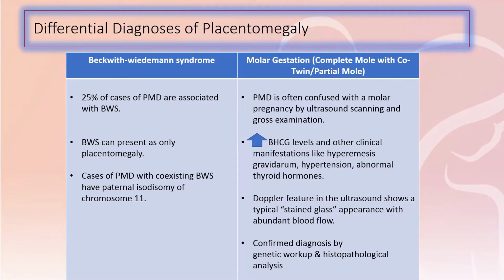In case of molar gestation, beta-HCG is markedly elevated, and there are several other clinical manifestations in the female. She may present with hyperemesis gravidarum, she may present with preeclampsia or new onset hypertension. She may also have abnormal thyroid hormones, thus presenting as thyroid storm. Doppler in the ultrasound shows a typical glass-stained appearance with abundant blood flow in the dilated vessels. Confirmed diagnosis of molar gestation is by genetic workup and histopathological analysis.